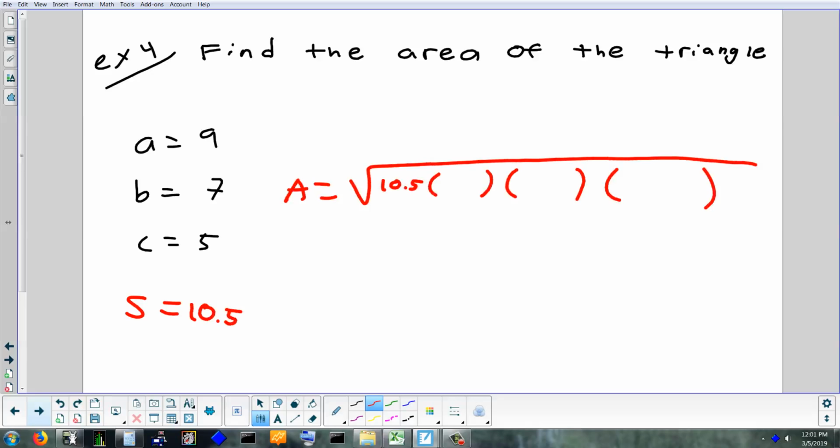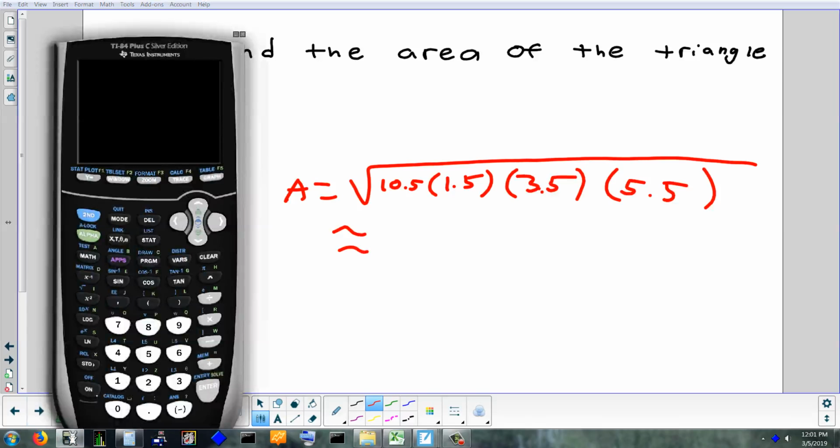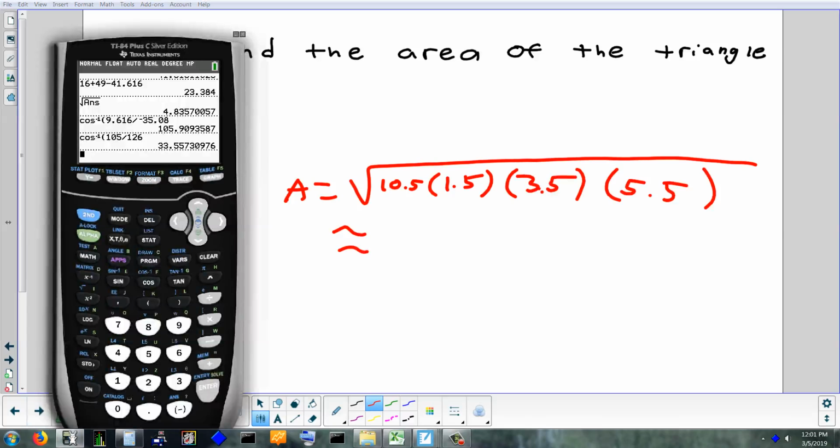So let's just kind of do it as we go. What's 10.5 minus 9? 10.5 minus 7. 10.5 minus 5. 5.5. You just type that in, and that's the answer. It's more interesting, why does this formula even work, which isn't really something we're going to talk about, but the proof is in your book.